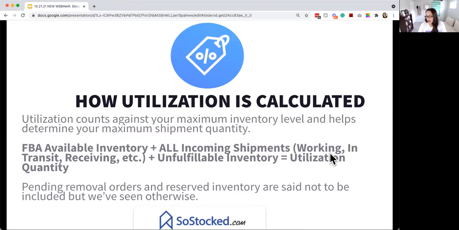But there are other factors for utilization, and there are other factors affecting your restock limits. So pending removal orders and reserved inventory, Amazon says that these are not factored into your utilization, but we have found that not to be true. Removal orders and reserved inventory are contributing to your utilization. So once those removal orders clear out, you should see an increase in your utilization. And so if you're having a hard time understanding why your utilization is as high as it is, start looking at your reserved inventory, which will include inventory that's in receiving and removal orders as well.